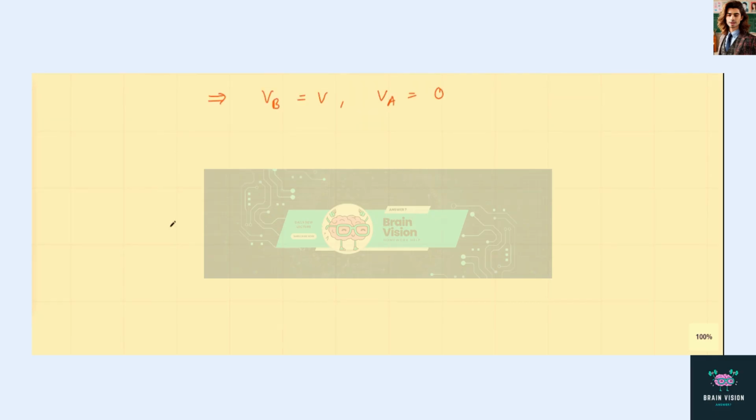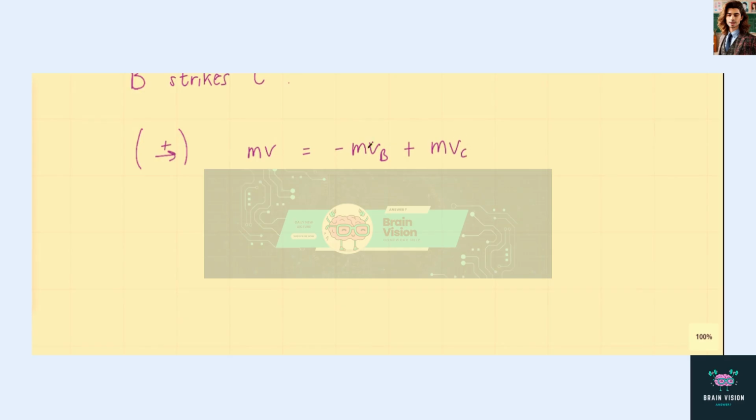And for the final collision, ball B then strikes ball C. Now again, we'll use the conservation of momentum, and mv, the initial momentum of ball B, when it strikes ball C again, is minus mvb plus the momentum of ball C, mvc. So v is equal to minus vb plus vc.